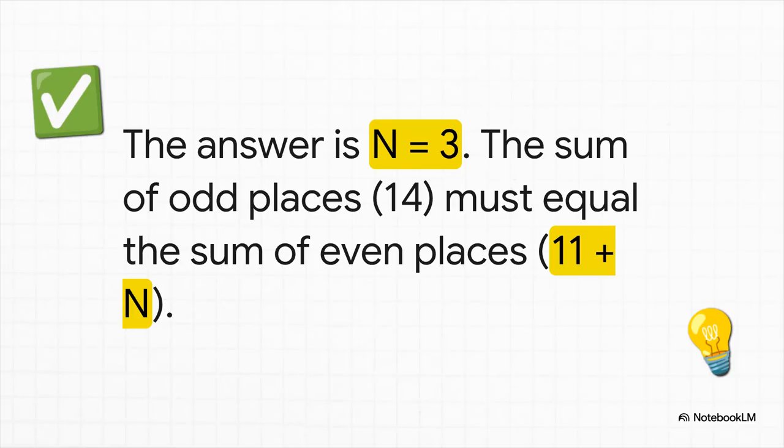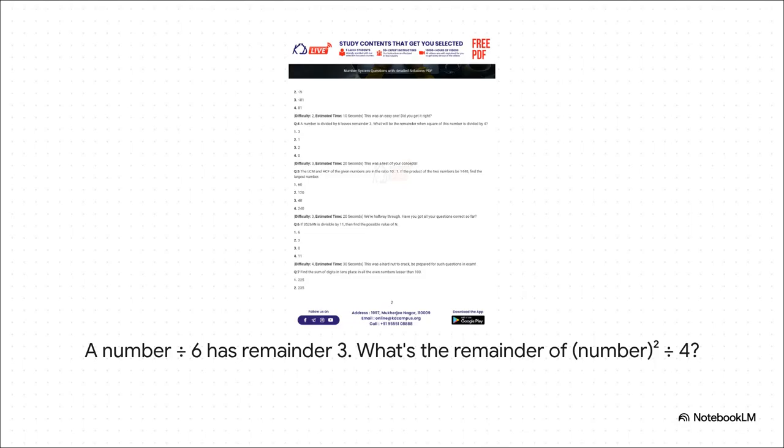So, how'd you do? Let's check the logic. The sum of the odd places, 3, 2, and 9, is 14. The sum of the even places is 5 plus 6 plus n, or 11 plus n. For the difference between them to be 0, 14 has to equal 11 plus n. A little bit of simple algebra, and we find that n has to be 3. Nicely done.